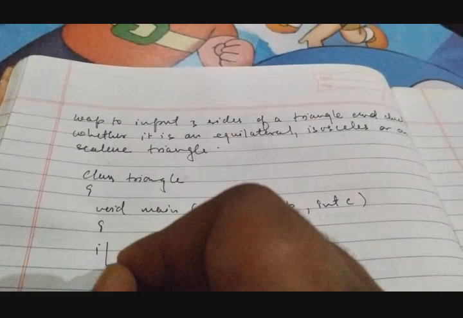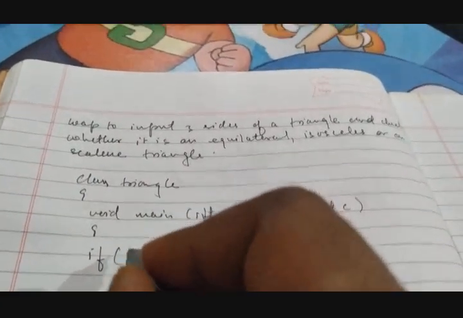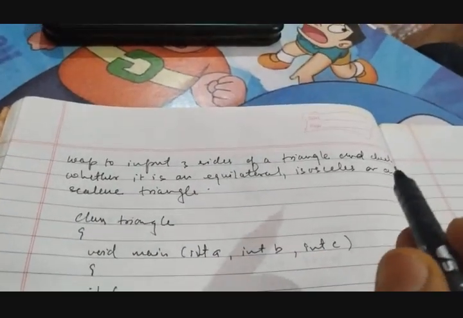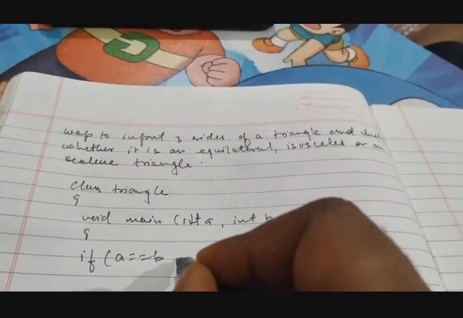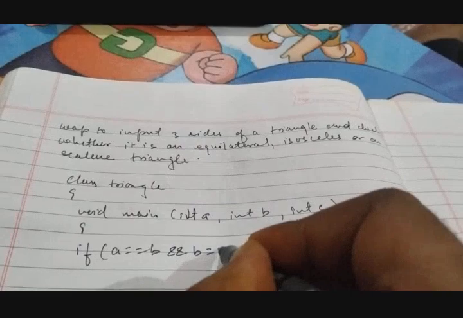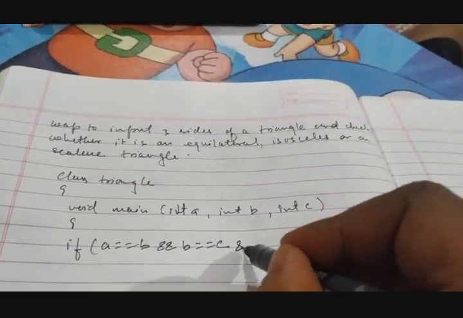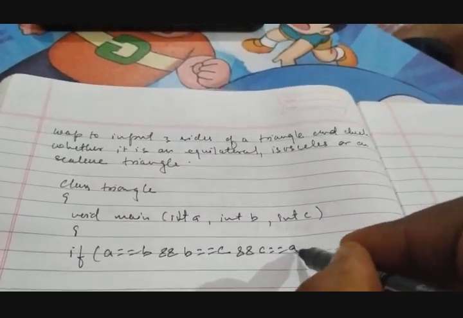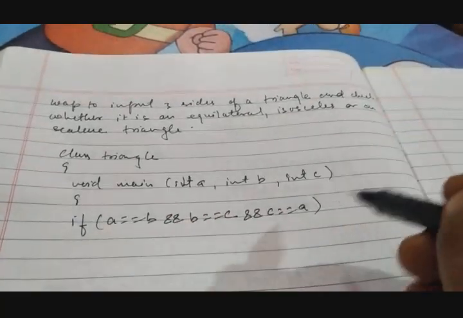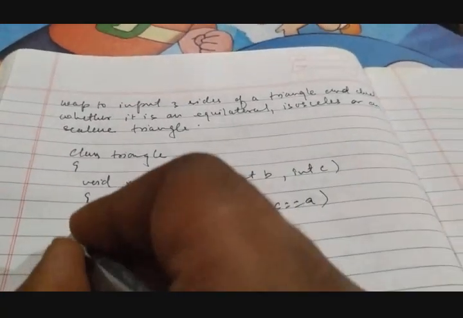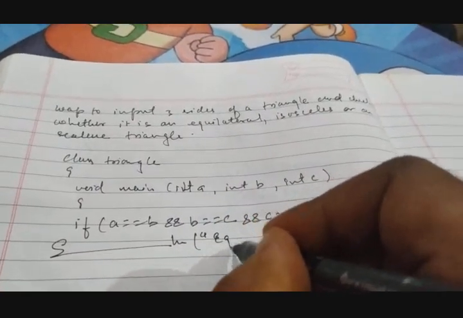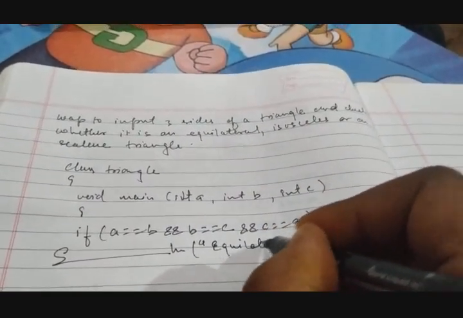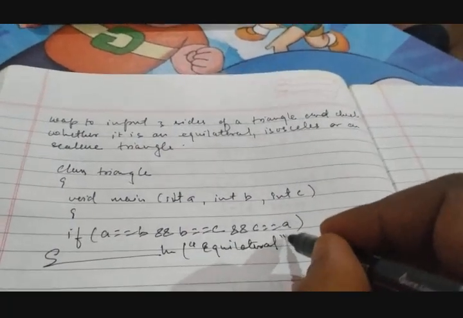So if, when it is an equilateral triangle, if A is equal to B and B is equal to C and C is equal to A, when all the three sides are equal, then System.out.println, it's an equilateral.